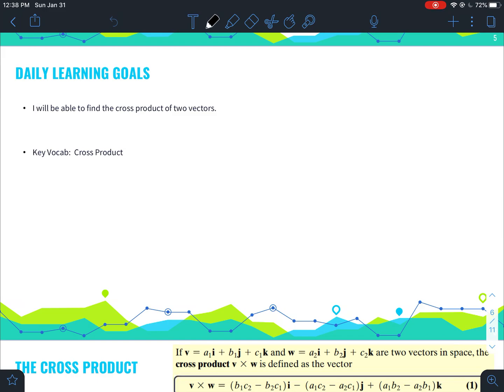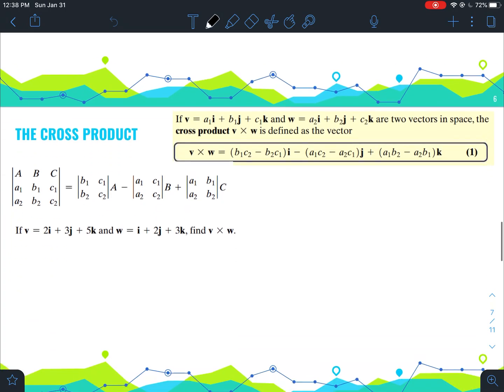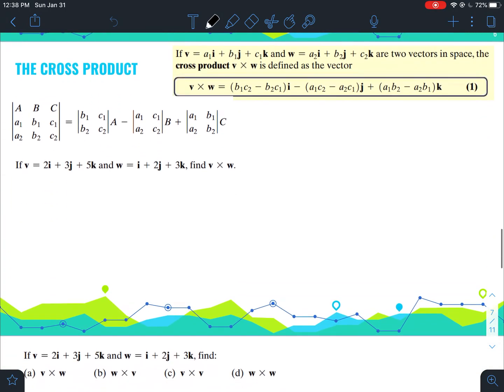So today we are going to be able to find the cross product of two vectors. The cross product of two vectors looks like you're doing v times w, but we don't read that as "times." We read that as the cross product of v and w.